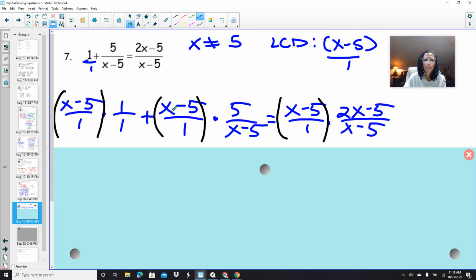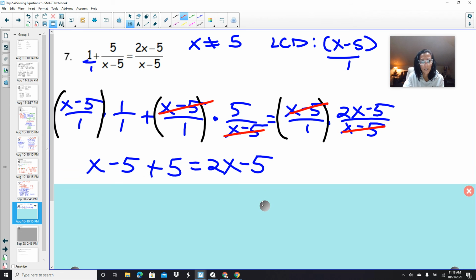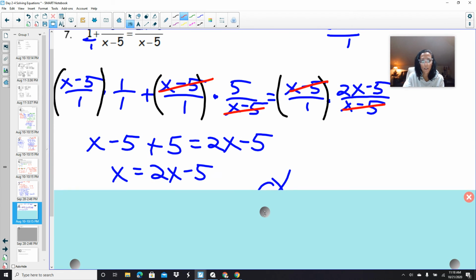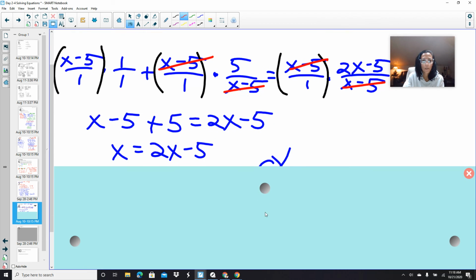Okay. Now what I have here is I multiplied this term, and this, all by the LCD over 1. And let's see what happens. This is just going to be x minus 5, but over here, this cancels with that. And this cancels with that. And now we don't have any denominators. Hallelujah. That's what we wanted, right? No denominators, no fractions. Let's get rid of the fractions. And this is what we're left with. Okay. Touch that up. This is going to be a simple equation. All right. Keep going.